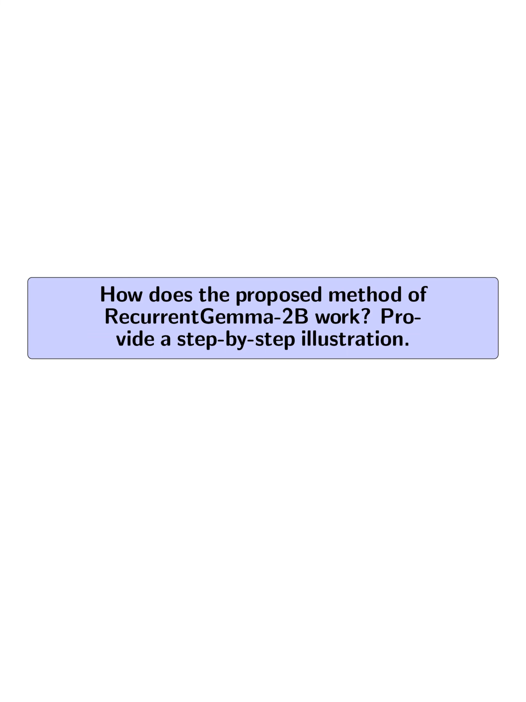How does the proposed method of RecurrentGemma2b work? Provide a step-by-step illustration.